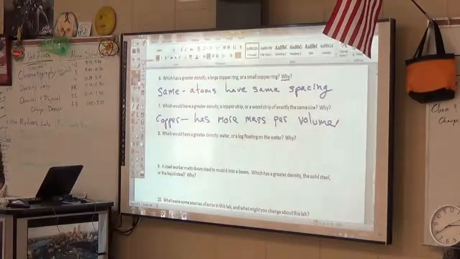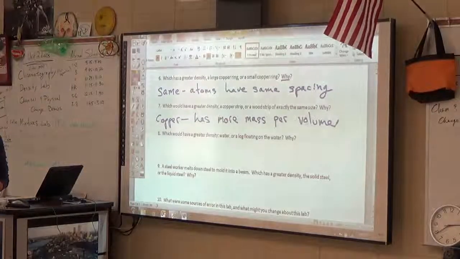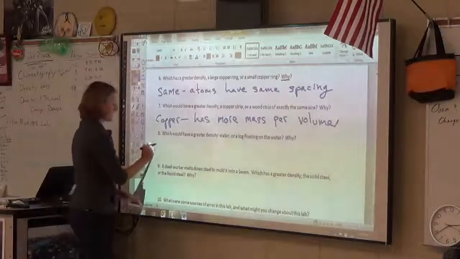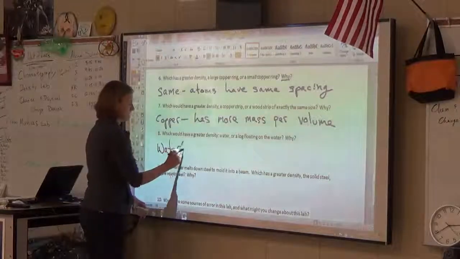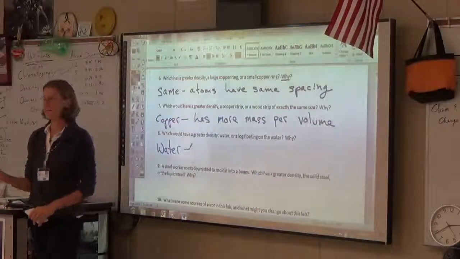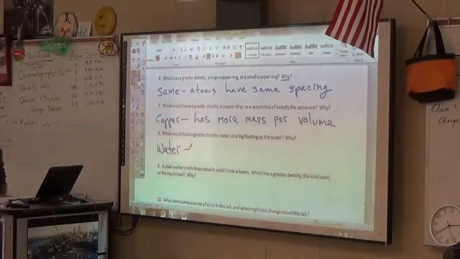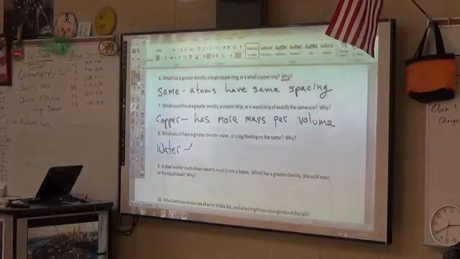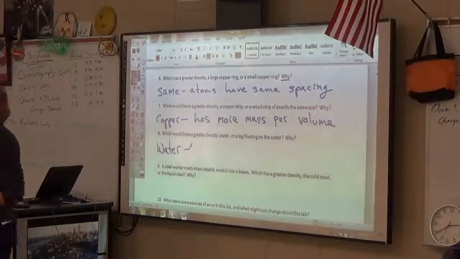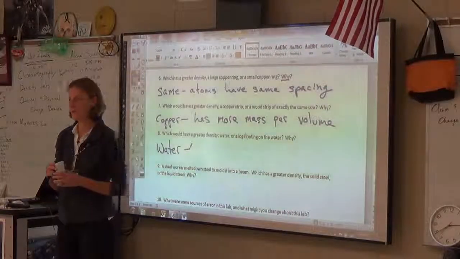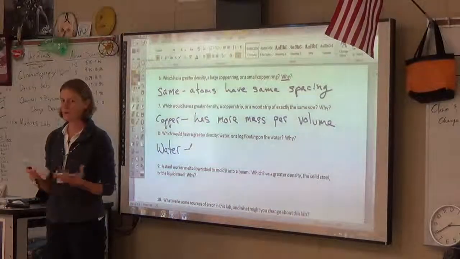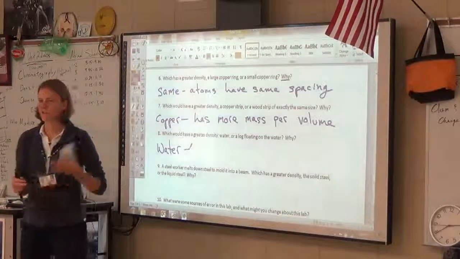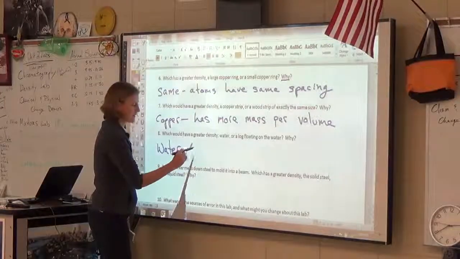All right, Abby, number 8. Which would have a greater density, water or a log floating on the water? Water. Clearly the water. Why? Because the water has more mass per volume. If you want to say the ratio, water would have more mass per same amount of volume. But what do we simply know about floating things? They're less dense than water.